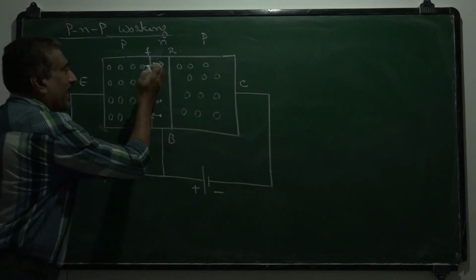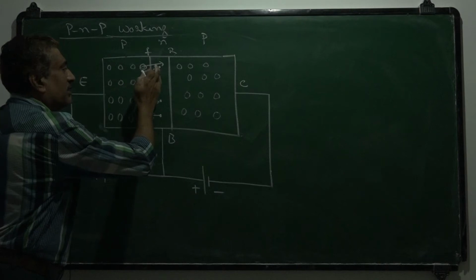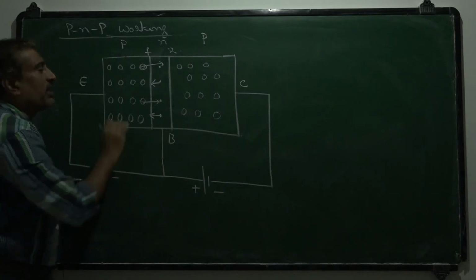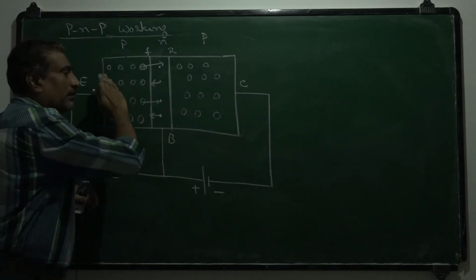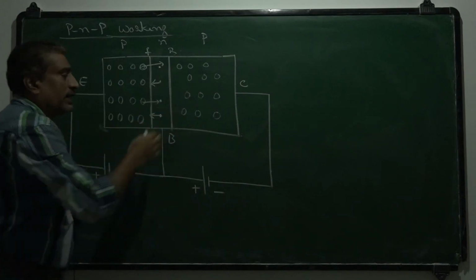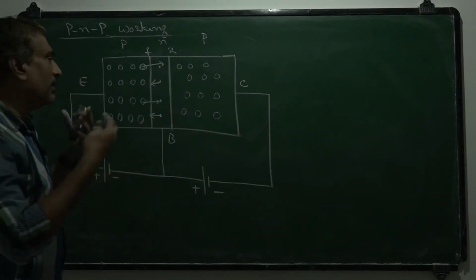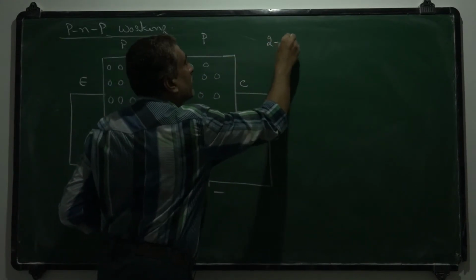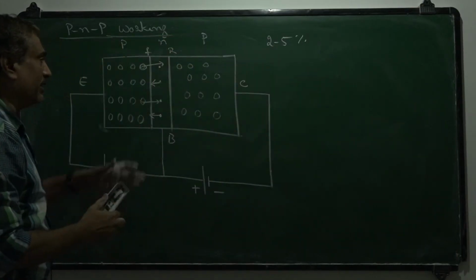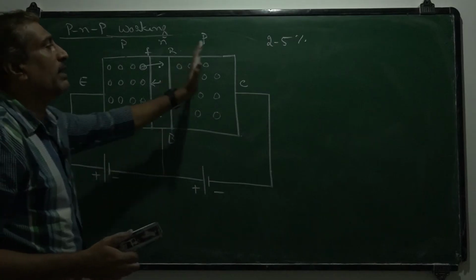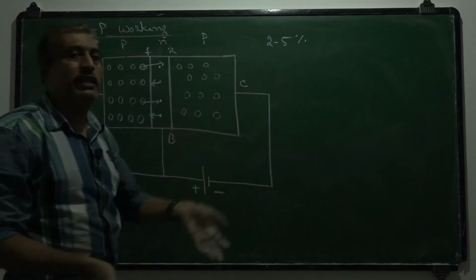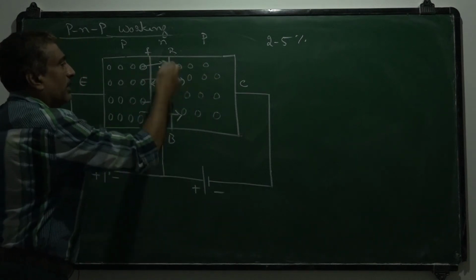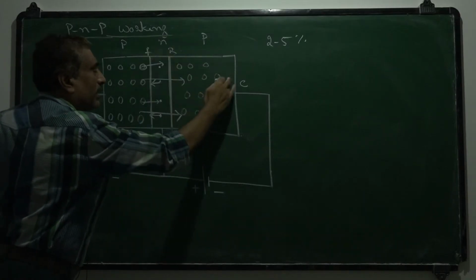Due to this forward bias, these holes cross the junction and enter into the base region, where some of them recombine with electrons, but they are very few in number. About 2 to 5% of the holes injected from the emitter that enter the base may combine with electrons, and the remaining holes cross this junction and enter into the collector.